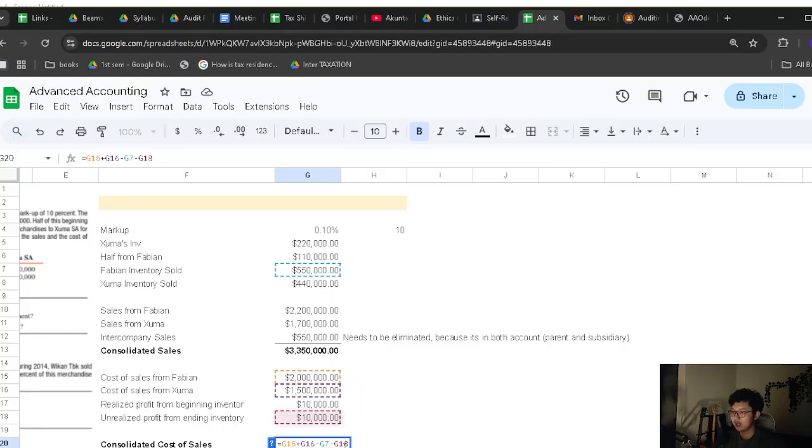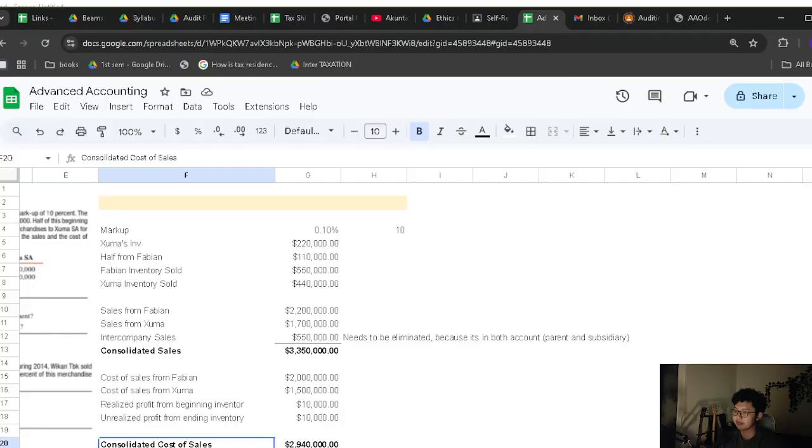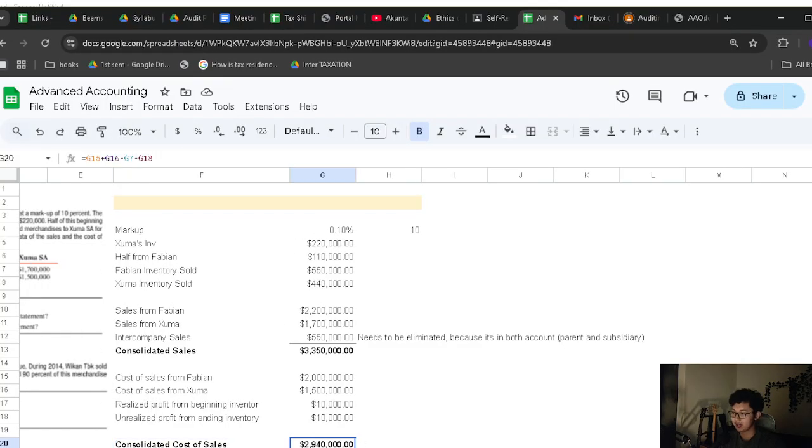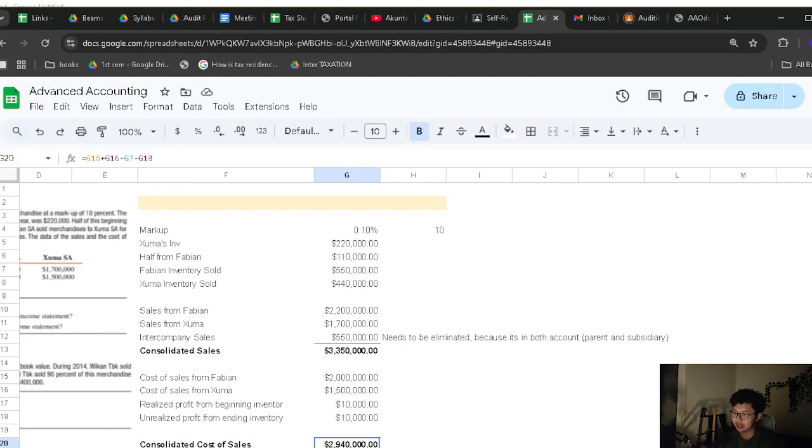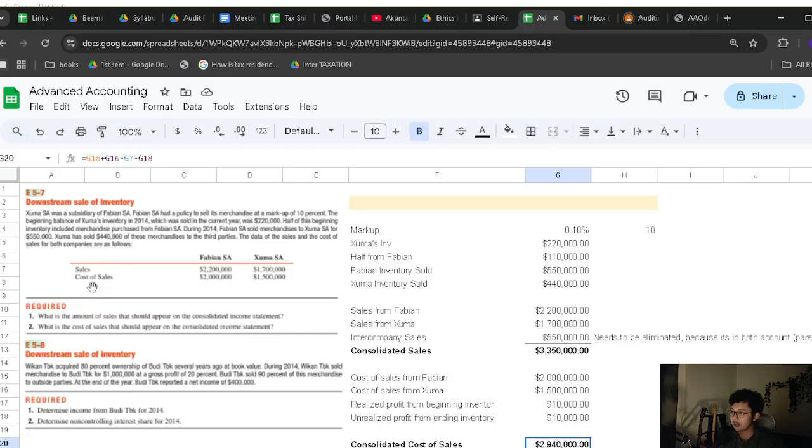So before I deduct it by 10,000, I also deduct the 550 because of double bookkeeping and all of that. And so you have that consolidated cost of sales of this amount, 2,940,000. And so that's for the first question.